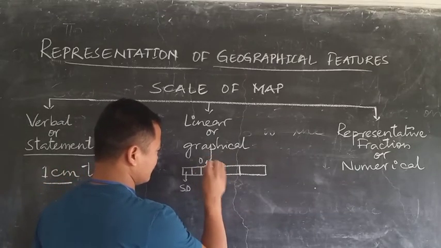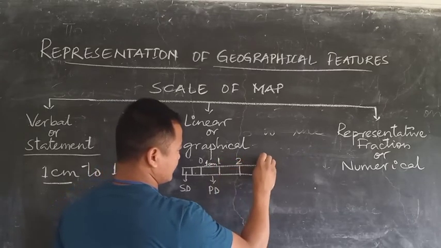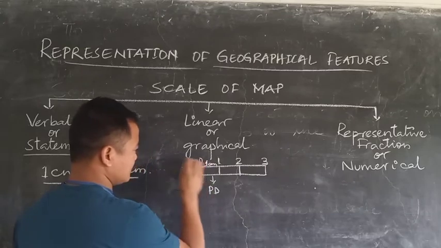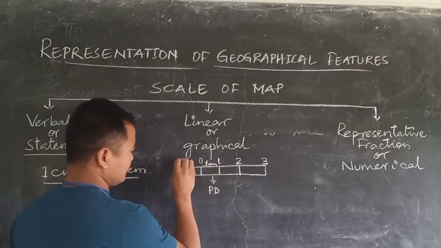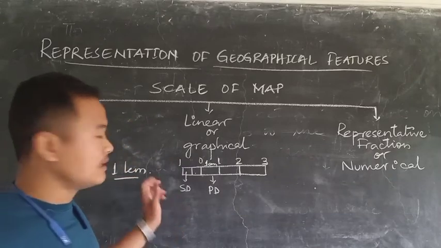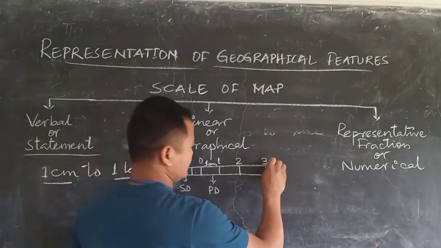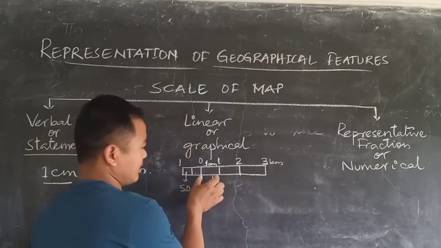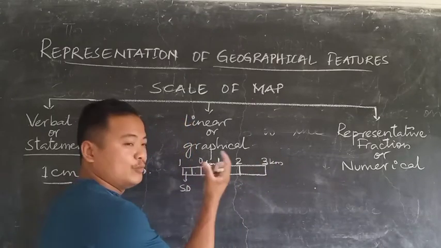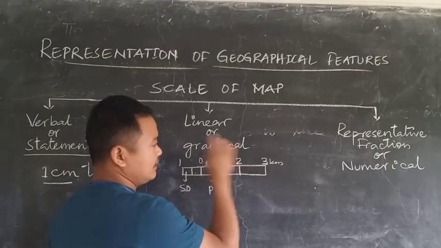So we can write here 0, and this is 1. So from 1 here we write 2, and then here we write 3. The same way from 0 to here we write 1. So this gives us an understanding. From 0 to 1, it means in kilometers. And the distance between 0 to 1 will be 1 centimeter on the map, but on the ground it is representing 1 kilometer.